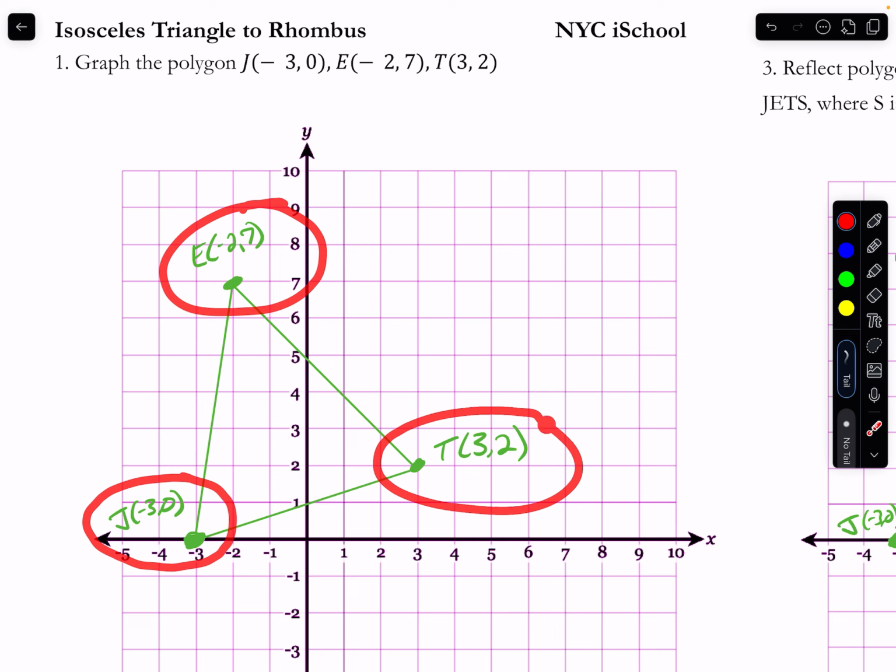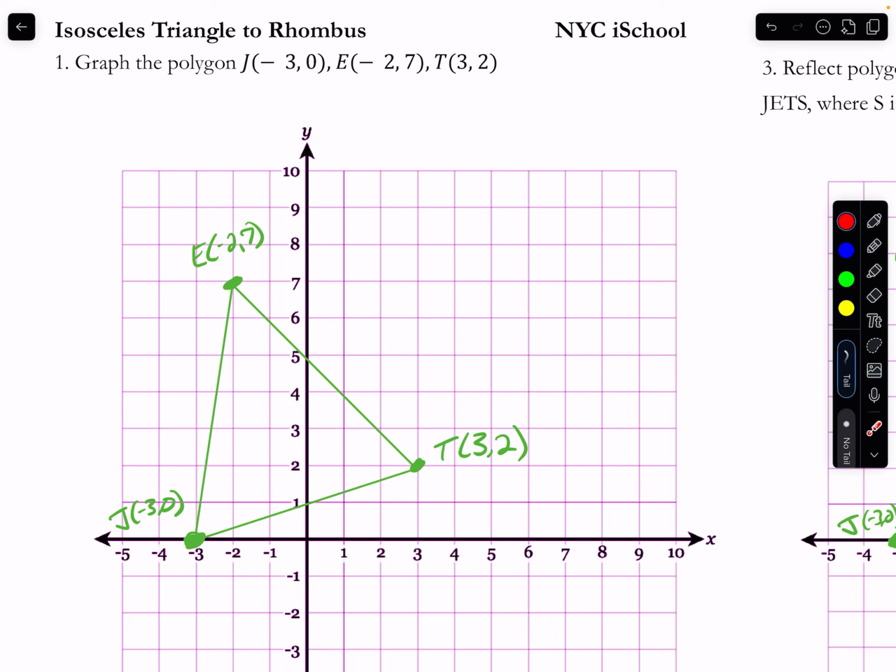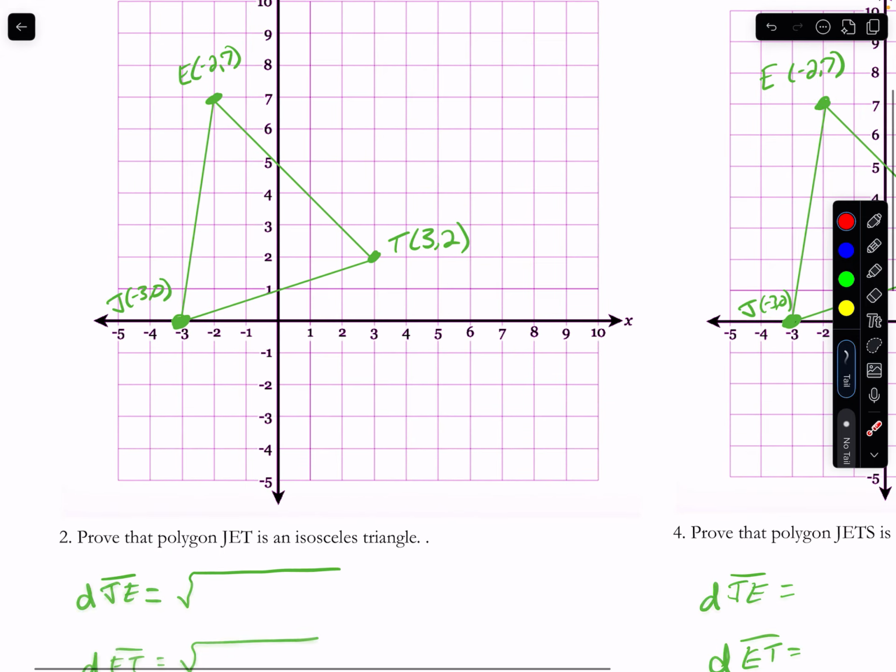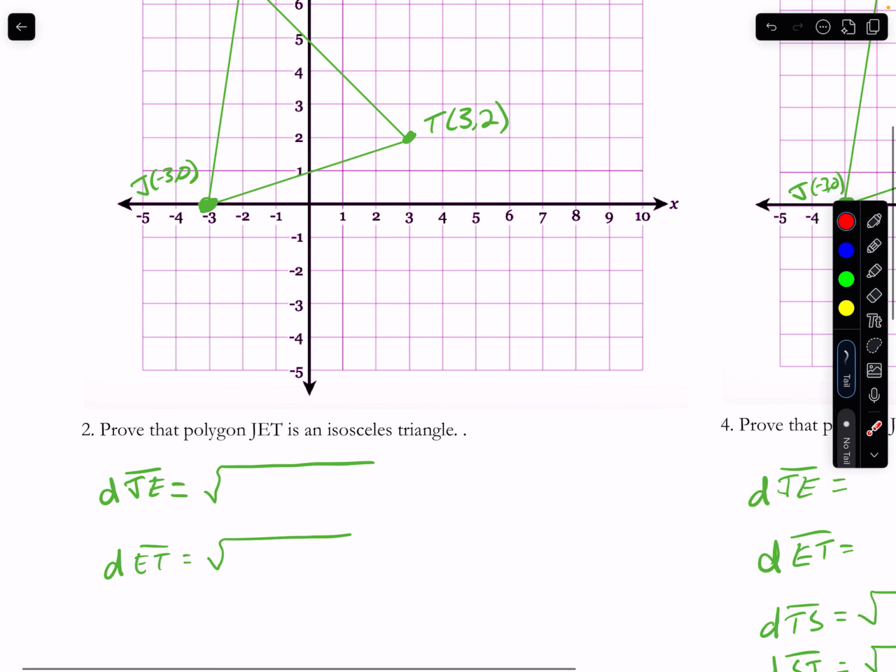So we've got letters and coordinates because, particularly on the regions, if it says state the coordinates, we want to make sure that we don't just put a letter. We want to make sure that we also state the coordinates, okay, if we're going to be scoring some points here. So we've graphed this polygon, and the next step is prove that the polygon JET is an isosceles triangle.